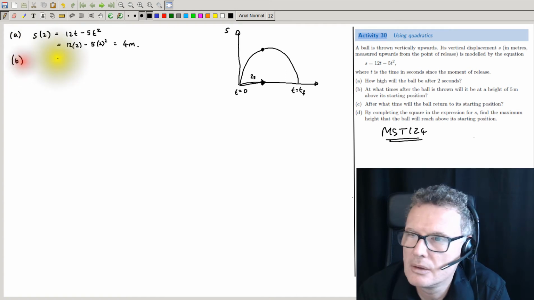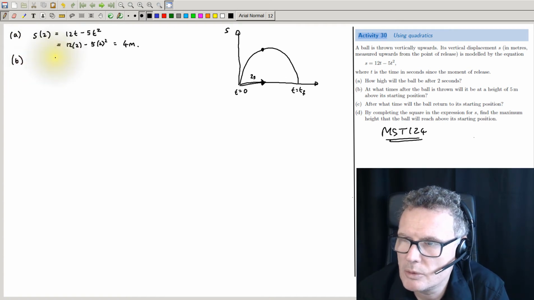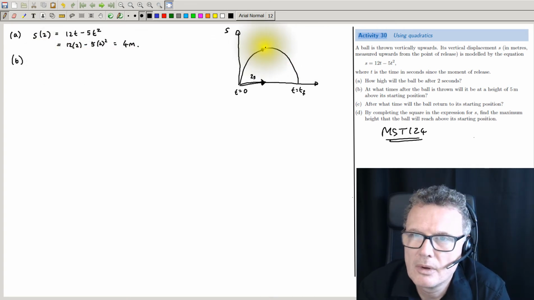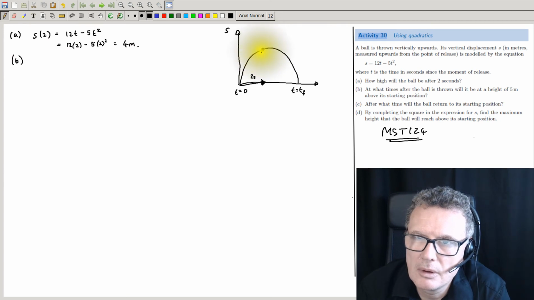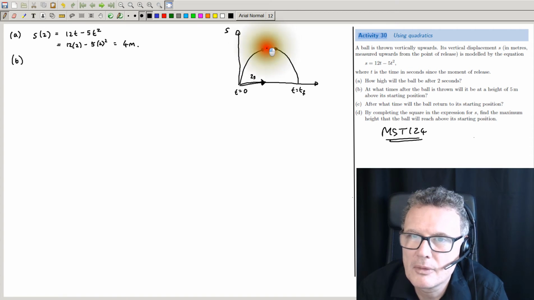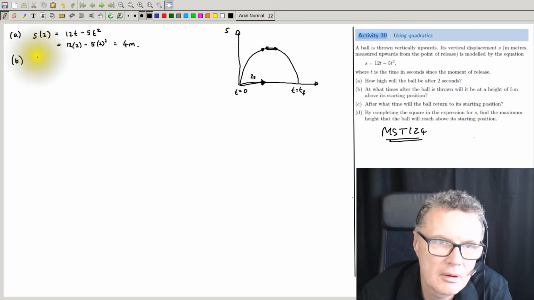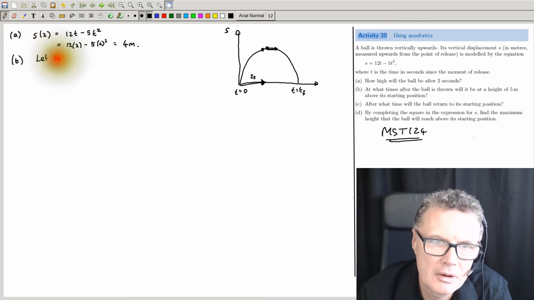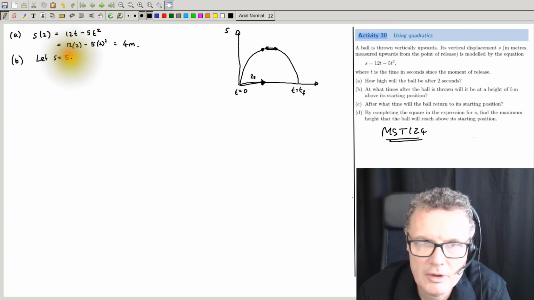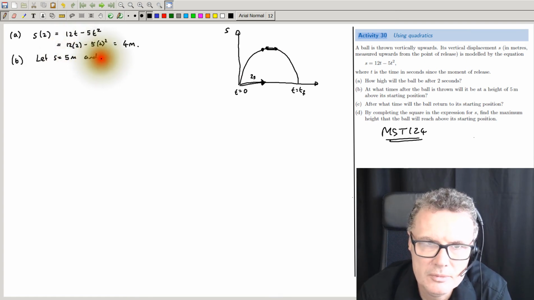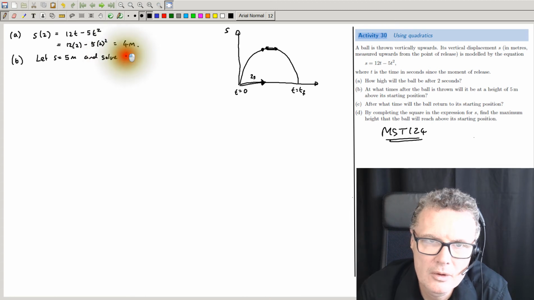Part B. At what times after the ball is thrown will it be at height 5 meters? Well, I've run out of space here, but let's say that's going to be at 2 locations. So we're looking for them. All we're going to do is let S equal 5 meters and solve for t.